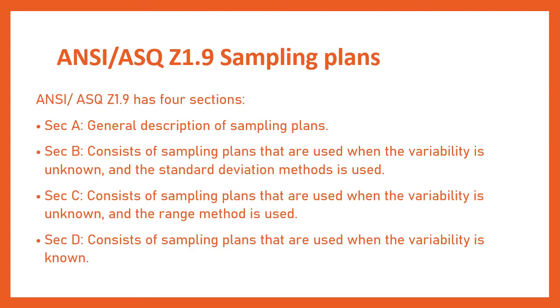Next, ANSI or ASQ Z1.9 sampling plans. This ANSI ASQ Z1.9 has four sections. Section A, general description of sampling plans. Section B consists of sampling plans that are used when the variability is unknown and the standard deviation method is used. Section C consists of sampling plans that are used when the variability is unknown and the range method is used. Section D consists of sampling plans that are used when the variability is known.